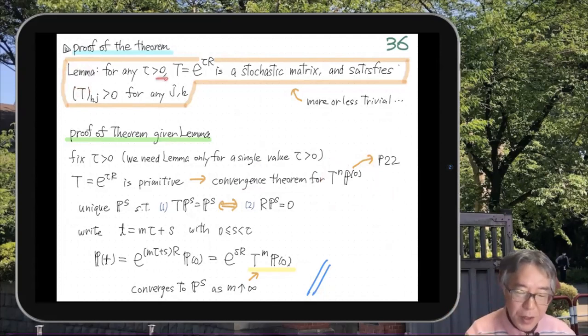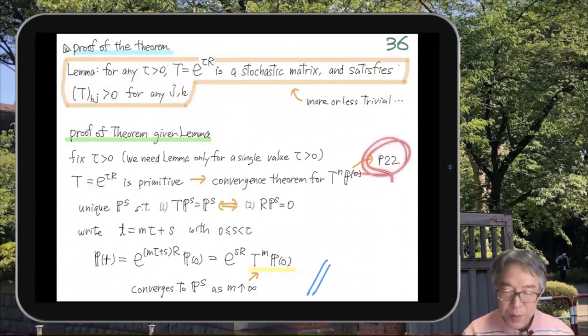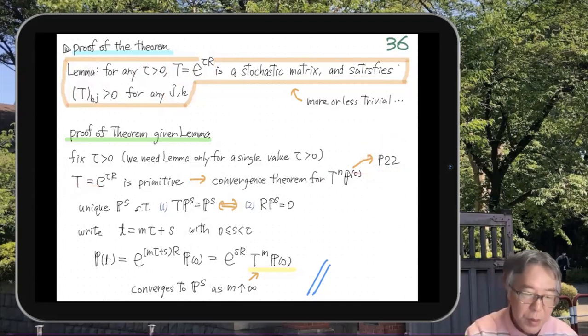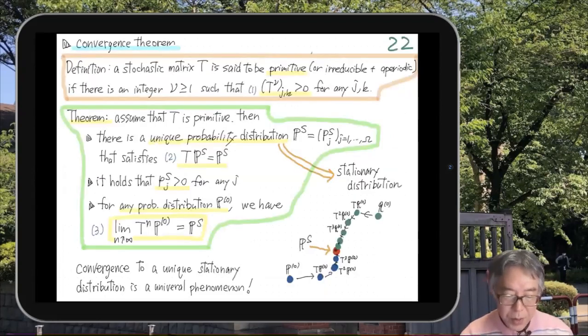For any positive tau, if you consider this e to the tau r, this is a stochastic matrix. And it satisfies this property, that T of Kj is positive for any j, k. And then we can safely use the convergence theorem proved for this T in page 22. So anyway, let's go back to page 22. Where is it? Sorry, yeah, this is page 22.